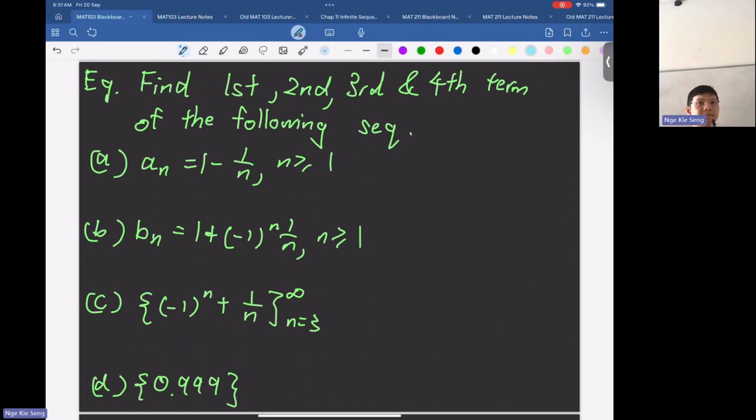So let's start with A. What is A1? What's A1? Too slow already, this calculation. Huh? 0. So why is it 0? 1 minus 1 over 1, which is 1 minus 1 equals 0.